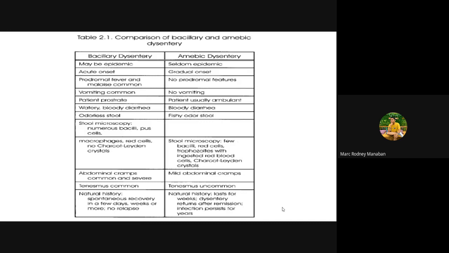The presence of trophozoites in amoebic dysentery, and of course, numerous gram-negative bacilli in bacillary dysentery. And of course, Charcot-Leyden crystals in amoebic dysentery. Okay, so bacillary dysentery.